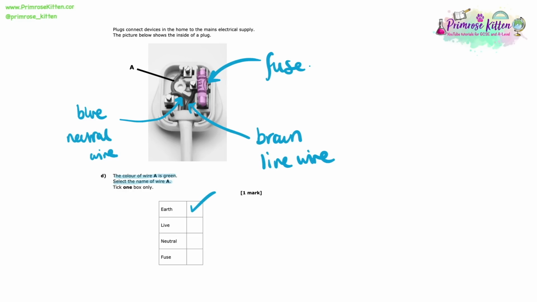So there we have it. Here we need to select the name of wire A, and the answer to that is the earth wire. Like I mentioned, we know that that is the wire connected right at the top of this plug, and it's also green or green-yellow in colour. Whereas I've given you some bonus extra information here as well. We've got this brown live wire connected right next to the fuse. We've got the blue neutral wire on the other side. And we've got that fuse there as well, which is really important for safety. So there we are. That is what our plug looks like.